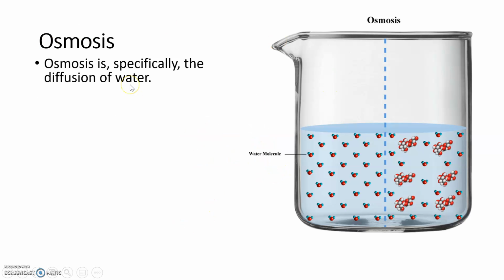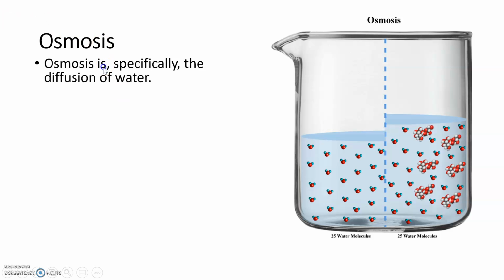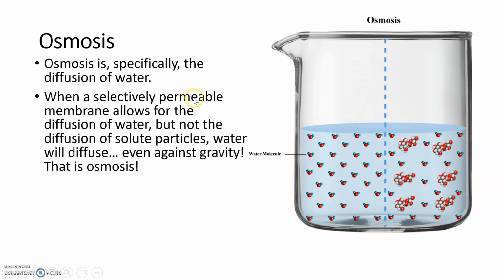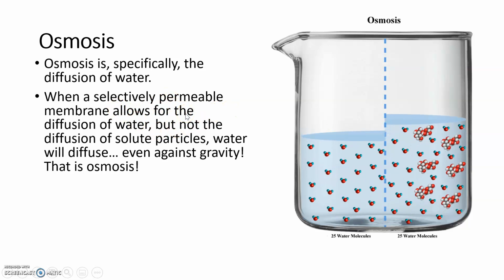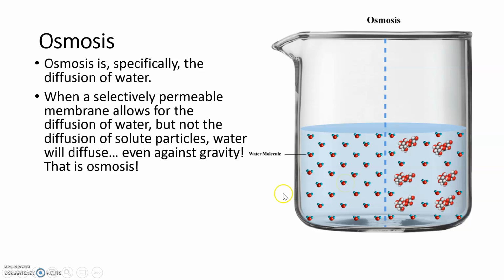Today we're taking a look at osmosis. It goes really well with our topic yesterday, which was diffusion. So osmosis is, very specifically, the diffusion of water. So we have a selectively permeable membrane, remember that from yesterday. It allows for the diffusion of water, but not for the diffusion of other solute particles.